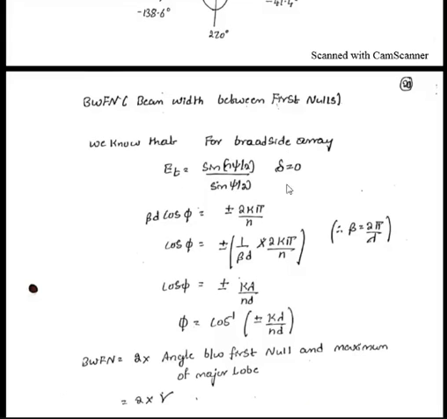So if that is the case, then psi = beta d cos phi plus delta, with delta equal to 0. So it is as it is, and it's equal to plus or minus 2k pi divided by n here. Then what will we have?